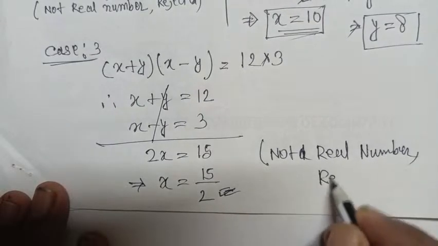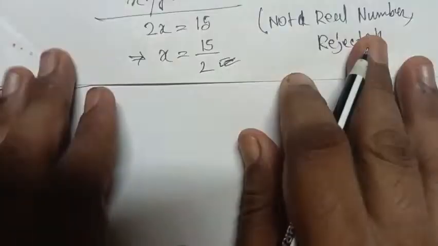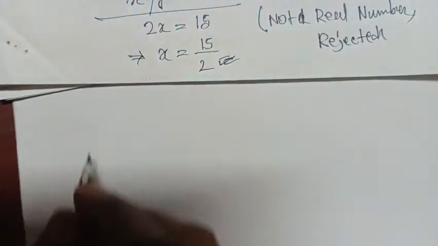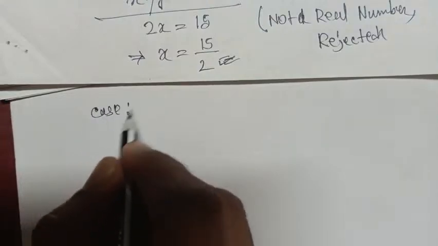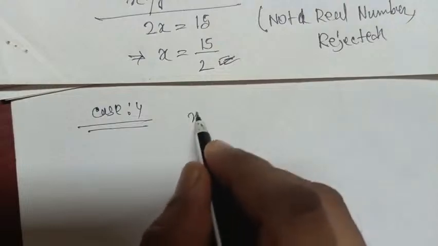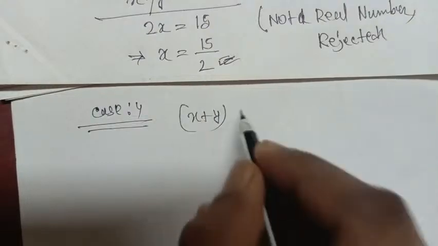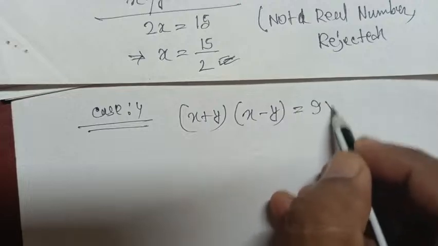So it will be also rejected. Now for case 4, where we got x plus y into x minus y equals to 9 into 4.